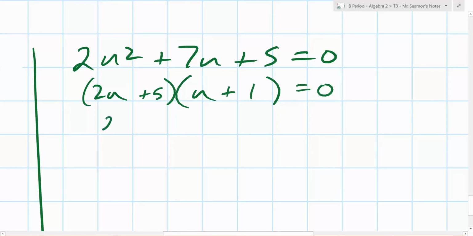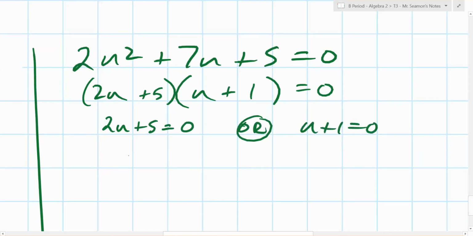So what does that tell us? 2u plus 5 is equal to 0, or u plus 1 is 0. So what does that tell us? 2u is equal to negative 5. So what does u equal? Negative 5 over 2, or u is equal to negative 1.